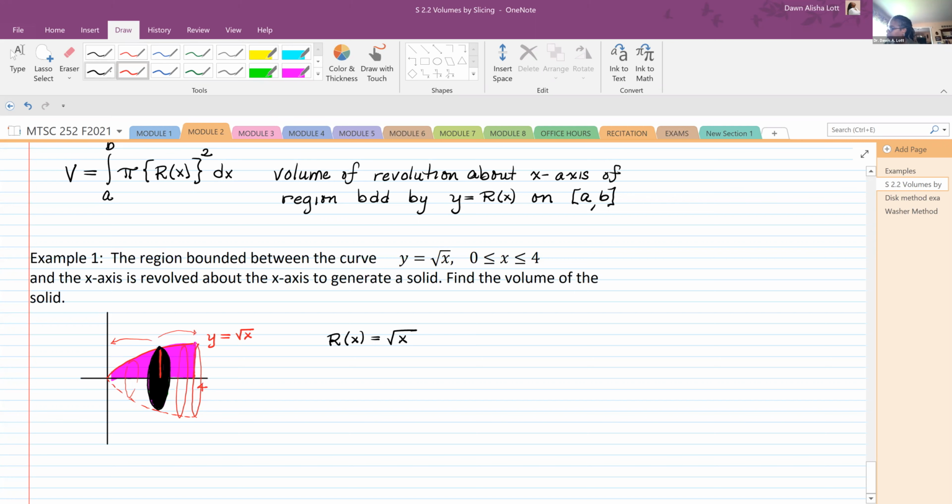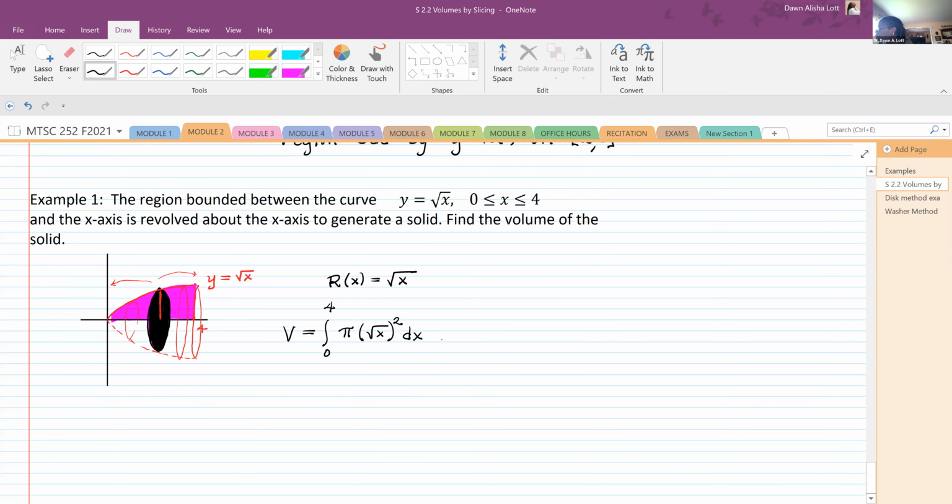So therefore my volume is the integral from 0 to 4 of pi times my radius, the square root of x, squared dx. So this is pi times the integral from 0 to 4 of x dx. So that just turns out to be 8 pi.